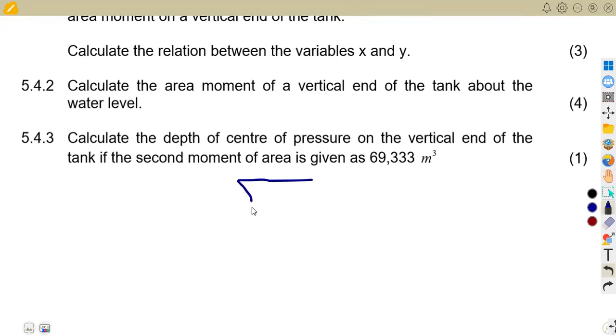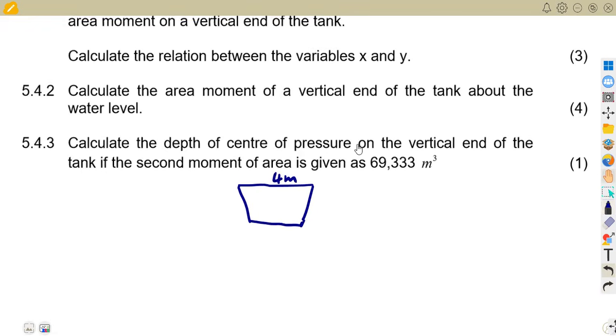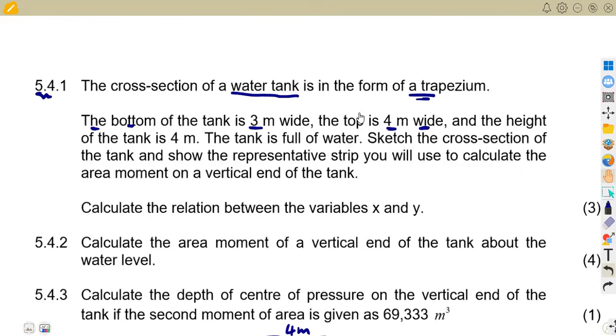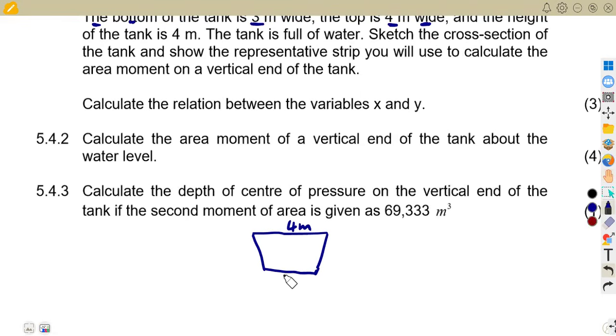So the top, just a sketch like this. I'm focusing on the trapezium, not how it's going to be finally on the diagram, just a trapezium, okay? So this is something of this nature. We just want to have the top like this. The top is 4 meters, which is the one that is bigger here. The bottom is 3 meters wide. So the bottom here is 3 meters. I'm going to explain this later on.